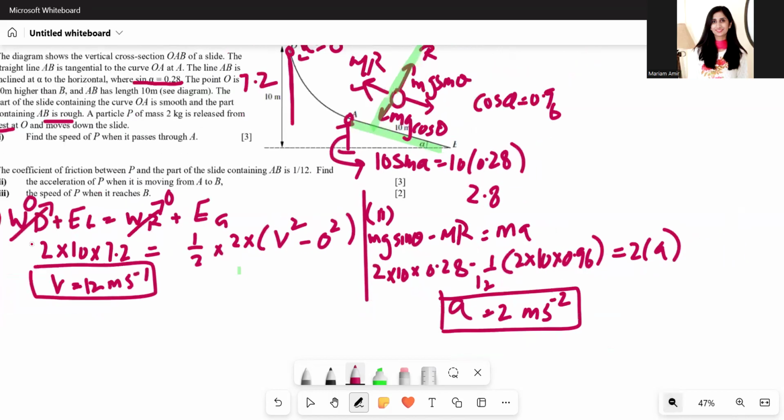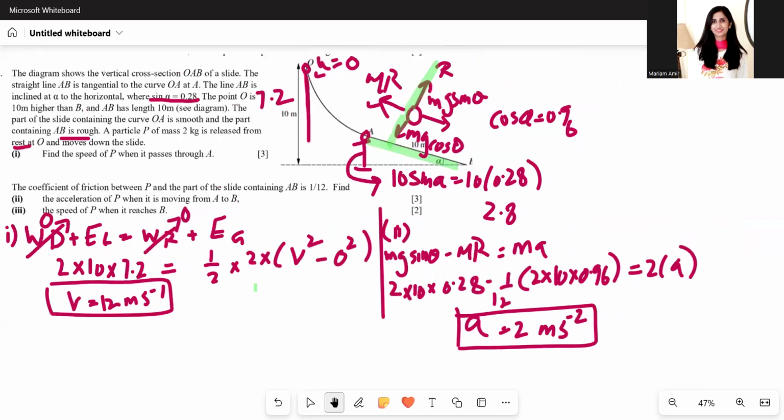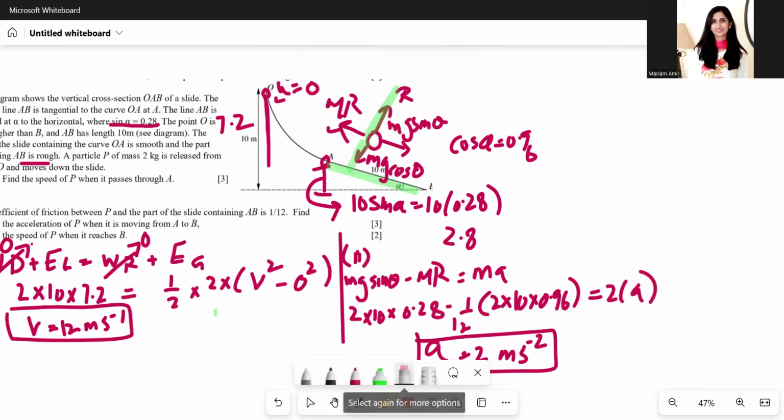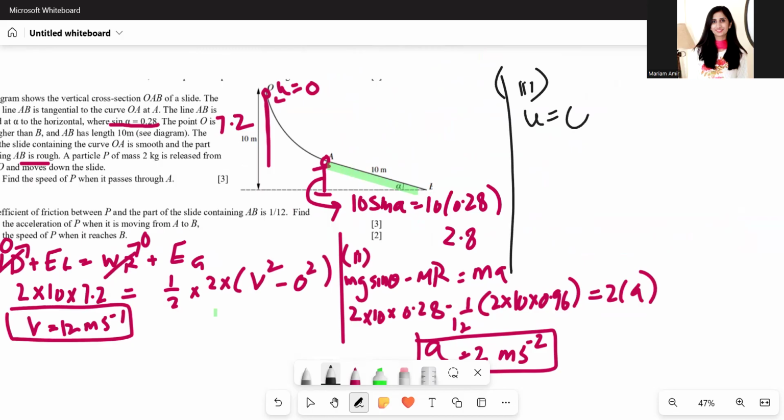Next part is find the speed of P when it reaches B. Now for this part of the journey, since it's a straight line and there's again no driving force, we can use equations of motion. We know that u is 0. Sorry, no, from A to B, u is not 0. u is 12, this u. s is 10. a just came out to be 2.